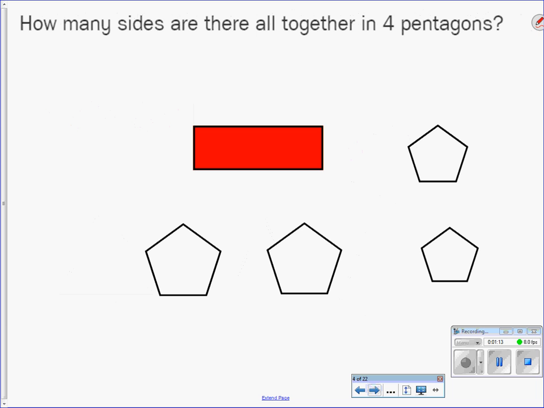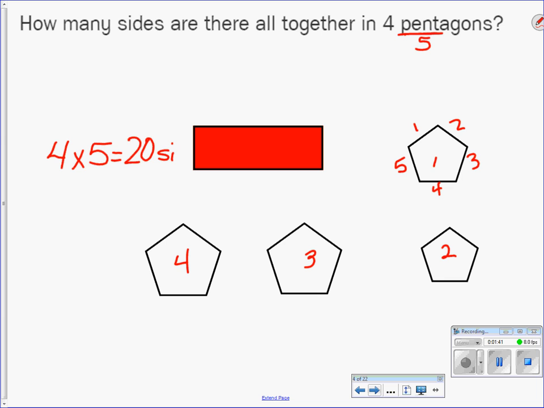All right, on my next one, how many sides are there altogether on a pentagon? Penta, that means 5. So we have 1, 2, 3, 4, 5 sides on a pentagon. And we have 1, 2, 3, 4 pentagons. Okay, so I could do 4 times the 5 sides, and we could skip count 5 4 times and come up with 20 sides.